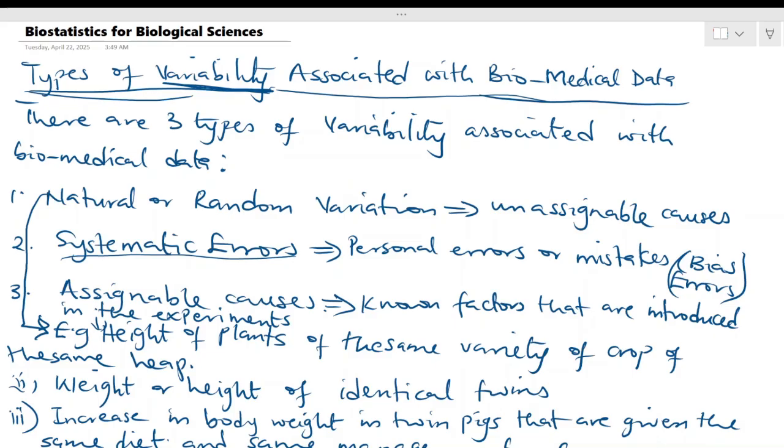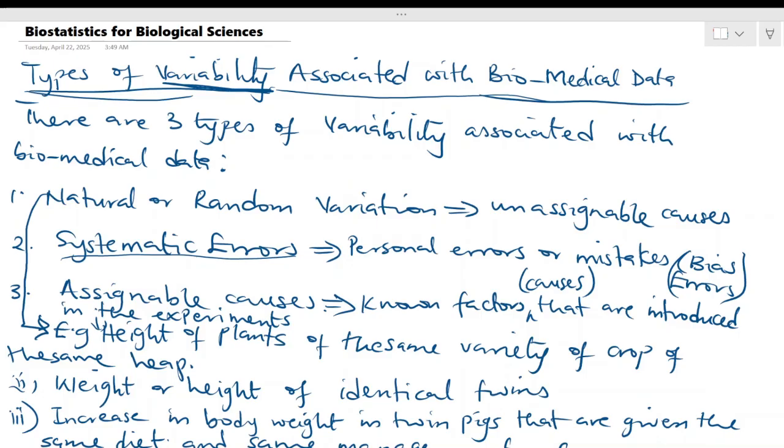Such variations are said to be due to assignable causes. That means the causes are known. They are known factors or known causes that are introduced into the experiment. For example, the use of different varieties of feed or different nitrogen levels will produce variation in measurements. Sometimes these factors may be inherited in the experimental materials.